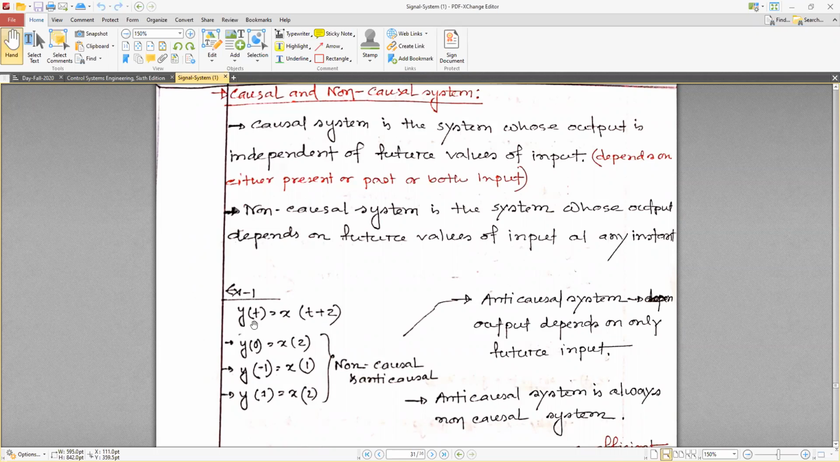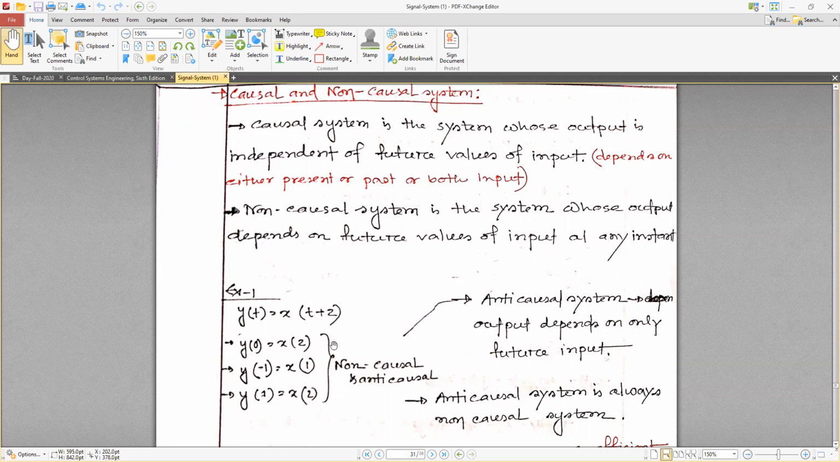Now see, y(t) is equal to x of t plus 2. So it depends on the future values, right? It depends on the future input. So it is a non-causal system. These are non-causal systems, because all of them depend on the future value.